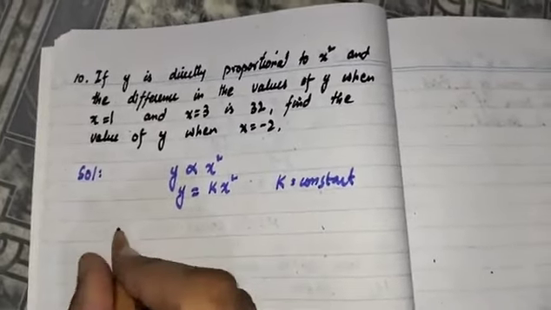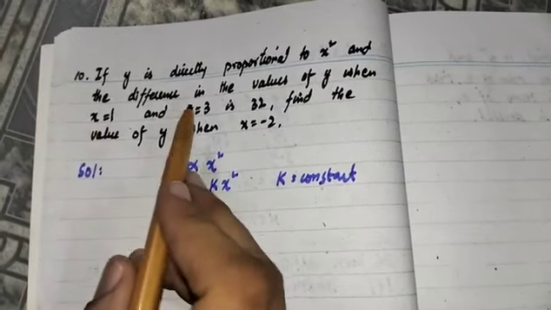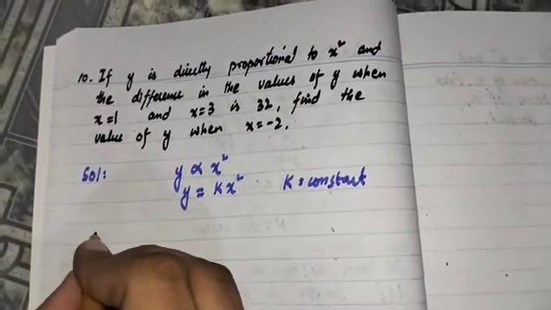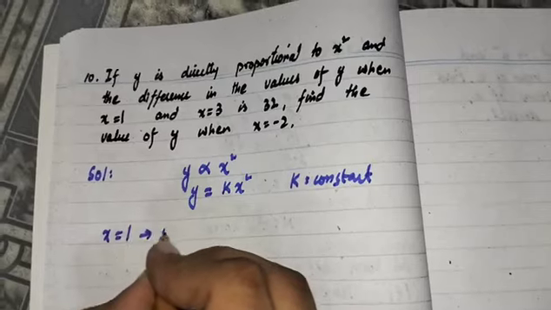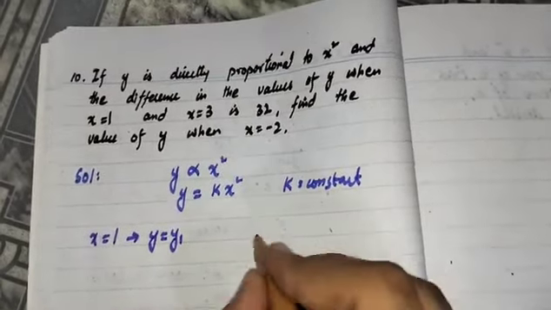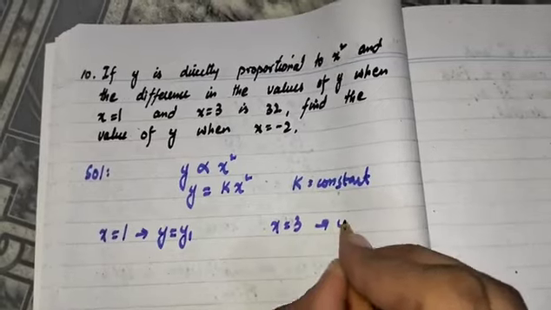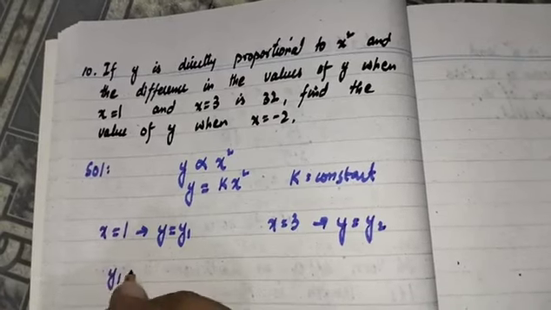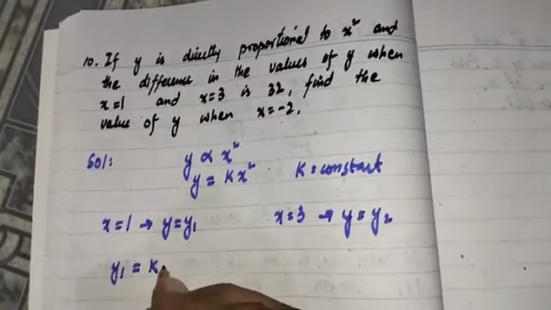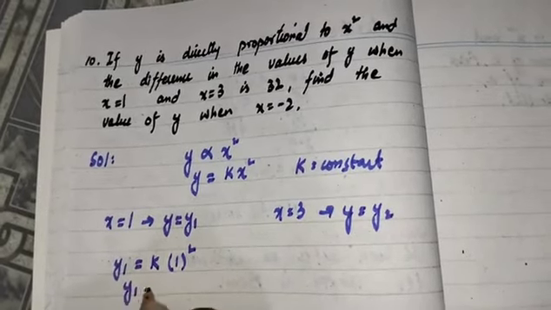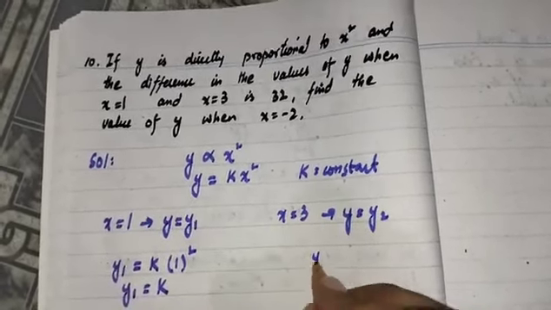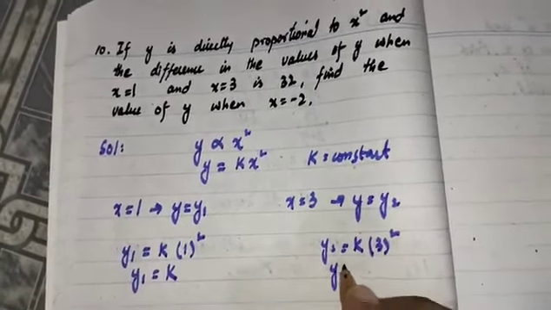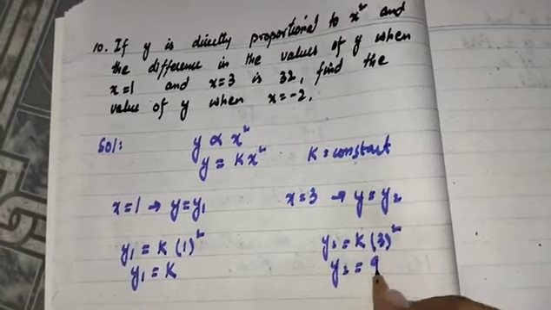So first we will find the value of y when x is equal to 1, then the value of y when x is equal to 3, then we will take the difference of these values. I am taking y equal to y1 when x is equal to 1, and y equal to y2 when x is equal to 3. So y1 will be equal to kx square; x is 1, so 1 square, so y1 will be equal to k. And y2 will be equal to kx square; x is 3, so 3 square, and 3 square is 9, so 9k.